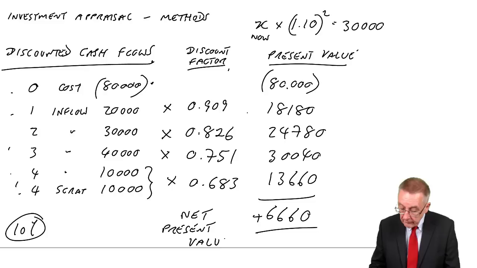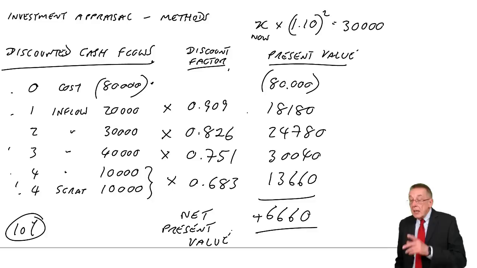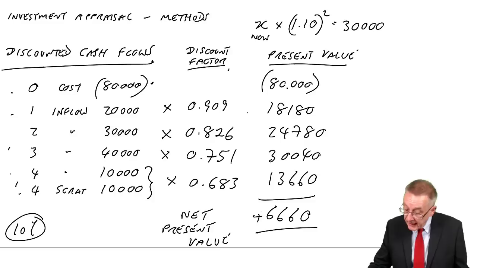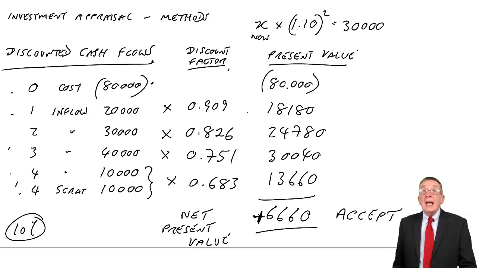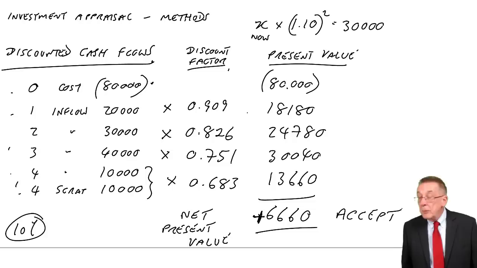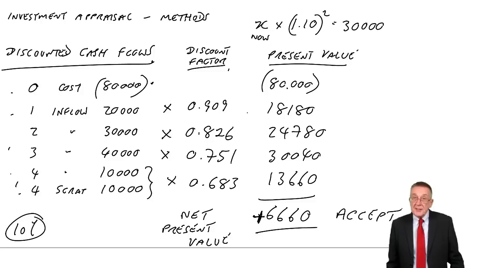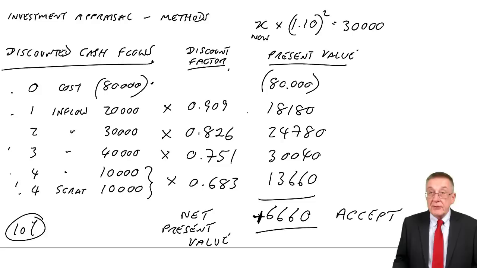And our decision, well, as I said at the beginning, if there is a surplus, if it's positive, as it is here, there is a net surplus after accounting for interest, therefore we will accept the project. Had it been negative, had there been a deficit after accounting for interest, we would reject the project. It's as simple as that. Make sure you can use the tables. I'll give you some practice in a second.